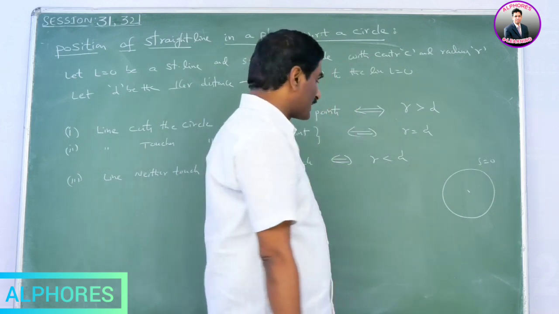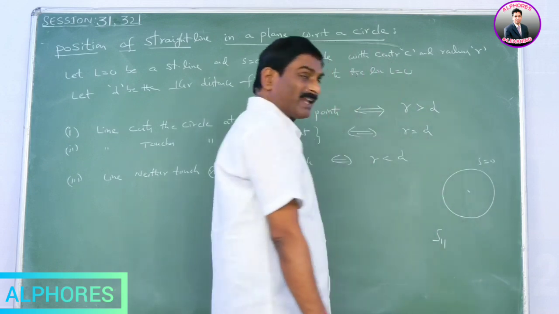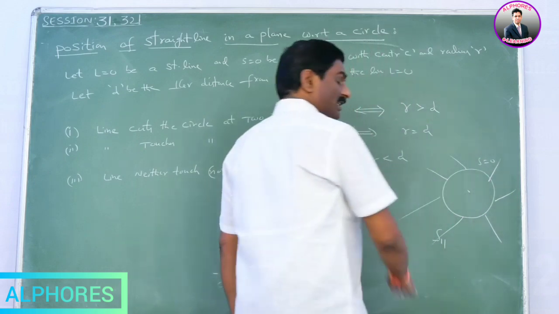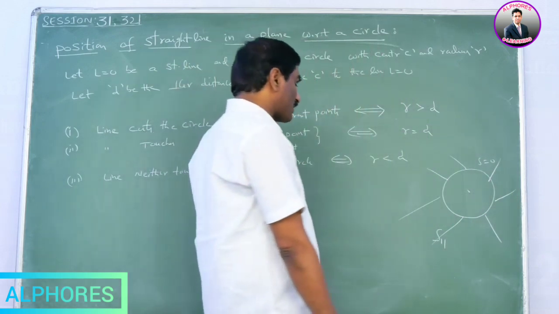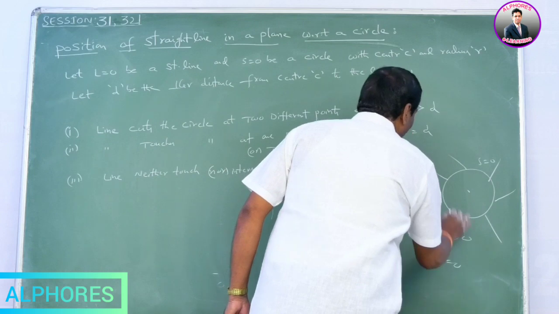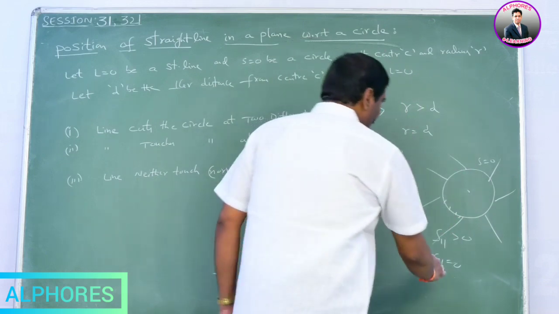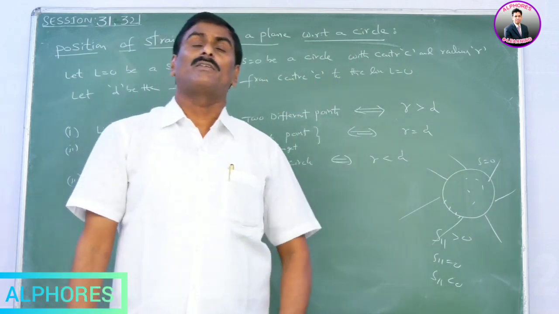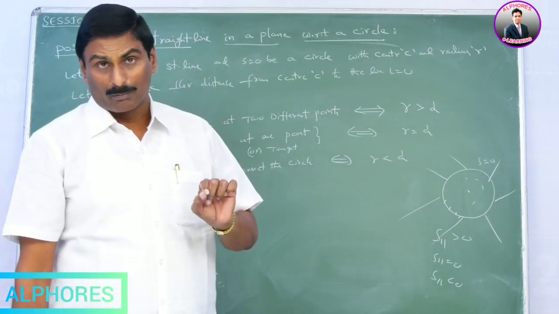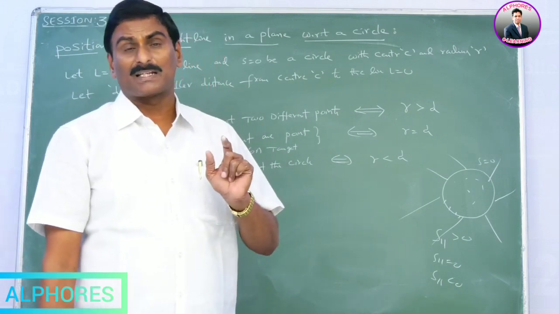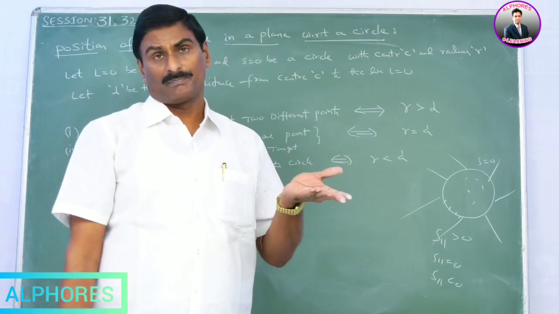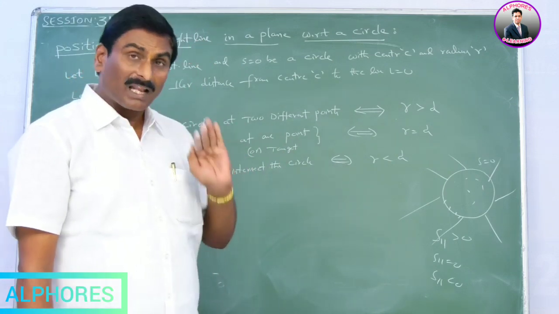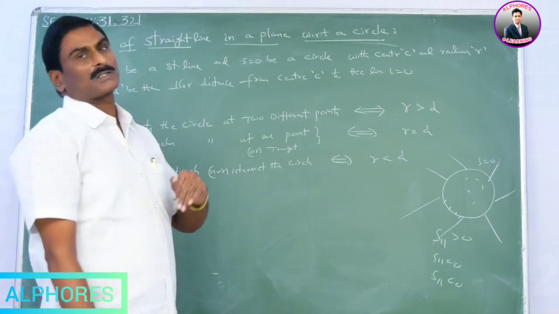For finding the position of the point, first we find S11. If S11 is greater than 0, then that point lies outside the circle. If S11 is equal to 0, then that point lies on the circle. If S11 is less than 0, then that point lies inside the circle. To find the position of the point with respect to the circle, we find S11 and by using that value, we find the position. Greater than 0, positive, we get outside. Equal to 0, on the circle. Less than 0, inside. Okay, similarly, position of the line with respect to the circle.